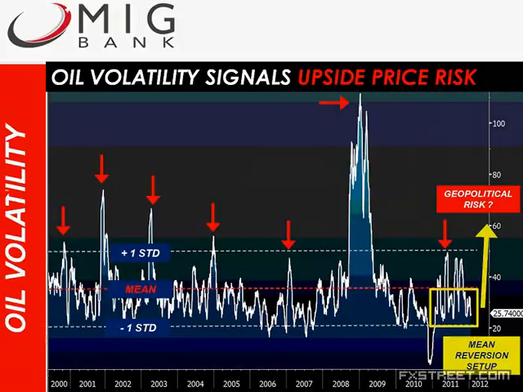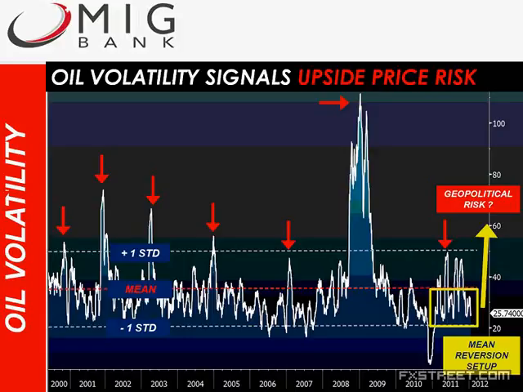The next chart is the most important chart, so please stay focused on it, and that is oil volatility. Oil volatility as measured over the last 10 years. So this is showing you 10 years' worth of volatility on oil, West Texas oil, for those of you who might want to know. But interestingly, what it shows is two things.